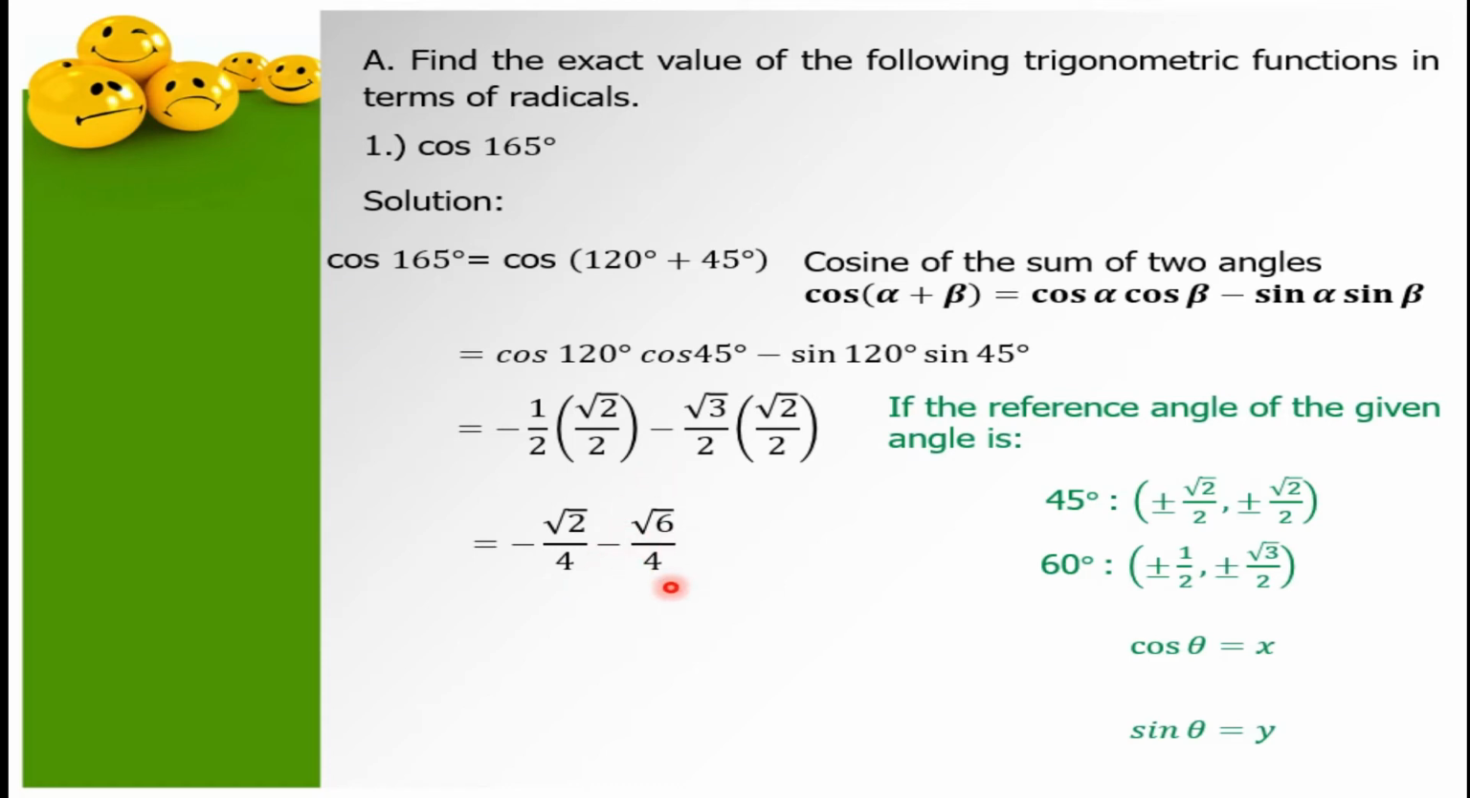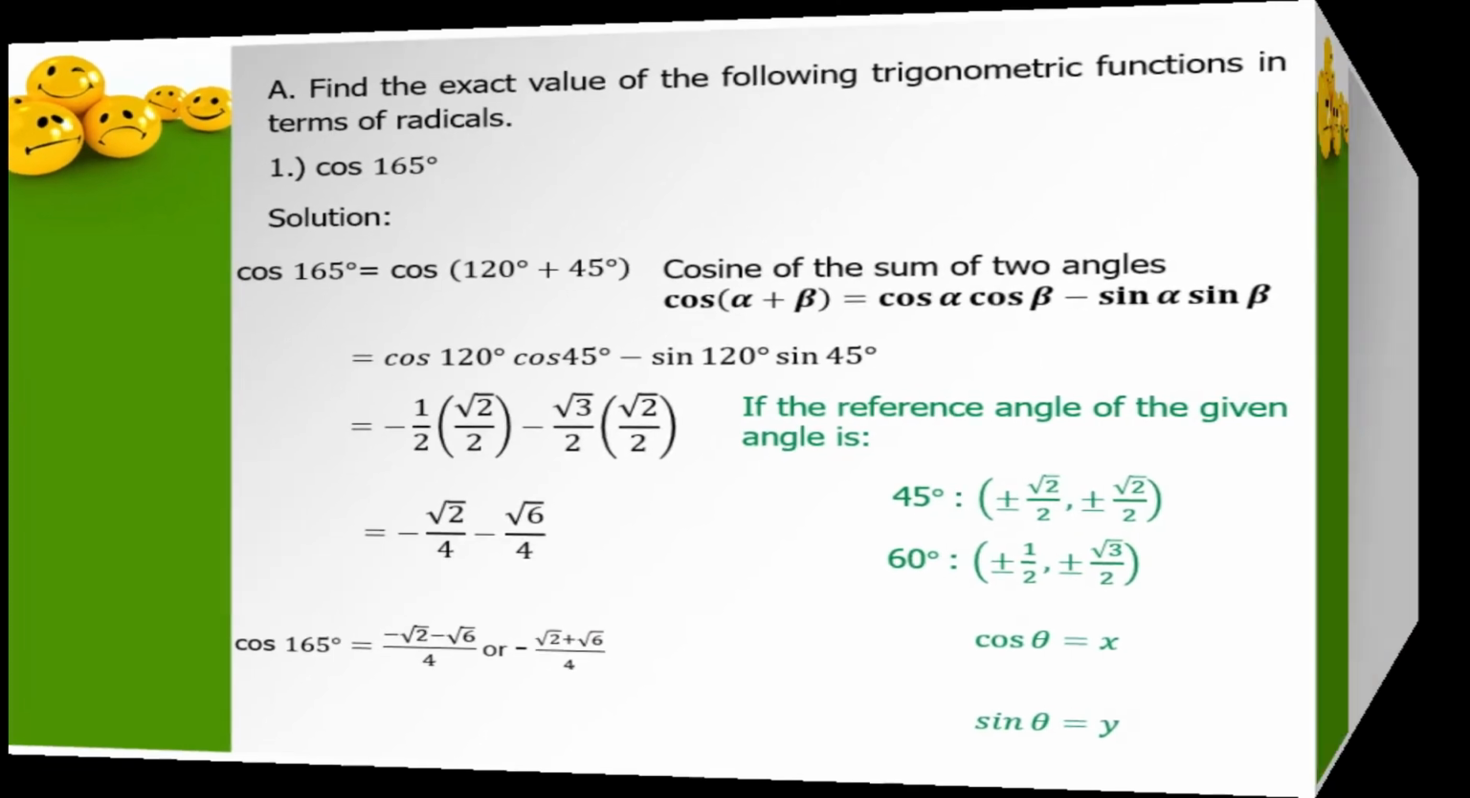Since yung dalawang fraction merong parehong denominator, pwede natin yung i-simplify, mga boss. So, that is now equal to cosine 165 degrees equal to negative square root of 2 minus square root of 6 all over 4. Or we can simply factor out negative 1, that gives us negative of square root of 2 plus square root of 6 all over 4.